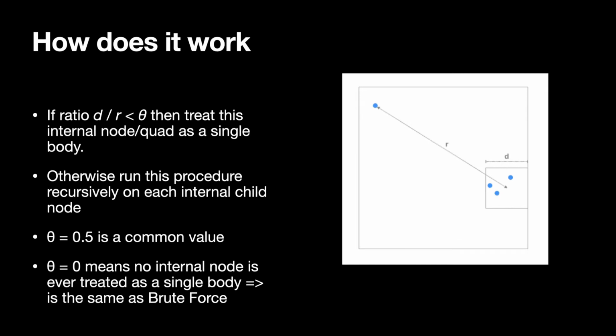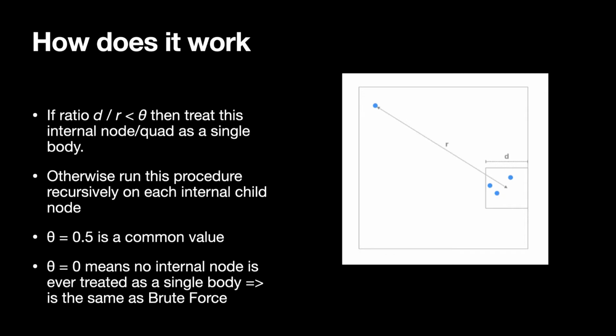So 0.5 is commonly used for theta. Also, if you set theta to 0, it just means that it calculates the force with every single body, since the conditions are never met, since d divided by r can never be smaller than 0.